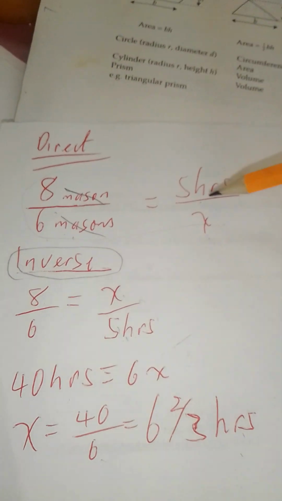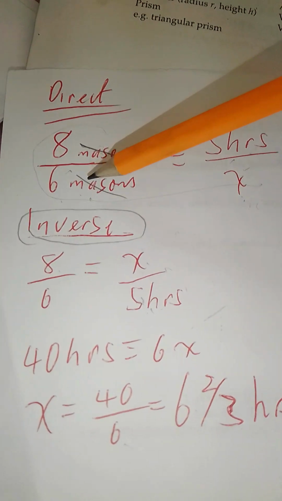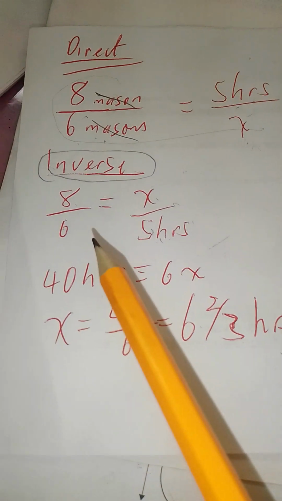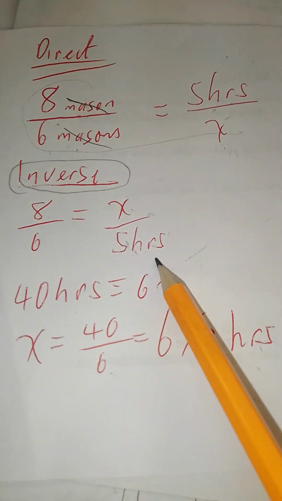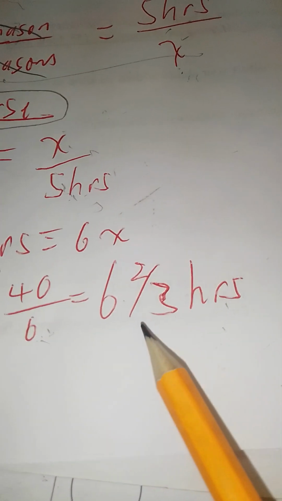Then you invert this one here. I get x over 5. Masons cancel with masons, leaving 40 hours is equal to 6x. Divide both sides by 6, and I end up with 6 and 2/3 hours.